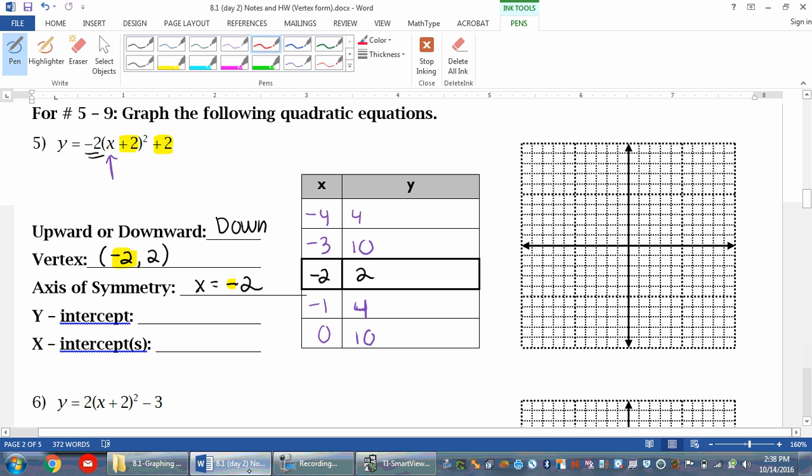What? I actually copied down those values wrong. It's actually supposed to be 10, 4. That's why my graph wasn't looking right. All right, there we go. That should work. So I have negative 4, 10, negative 3, 4, negative 2, 2, negative 1, 4, and 0, 10. Connect the points with the U.